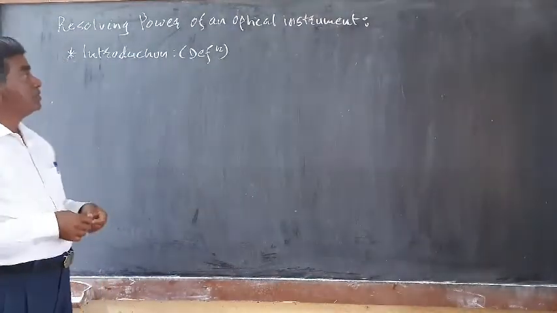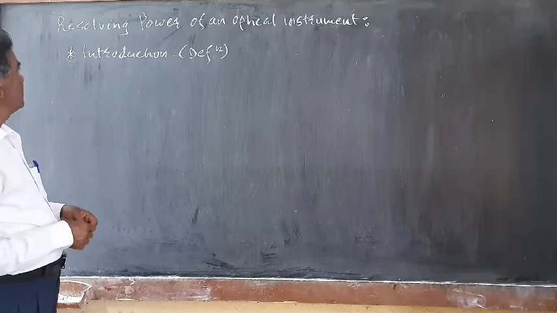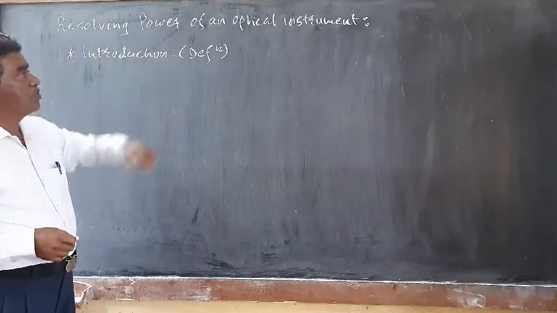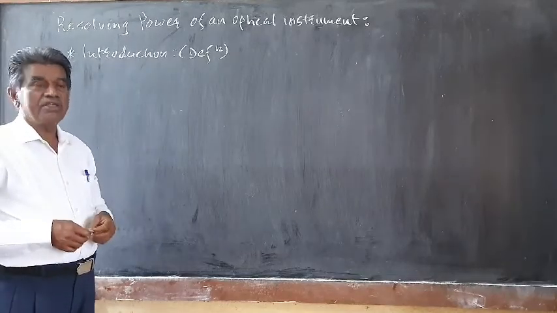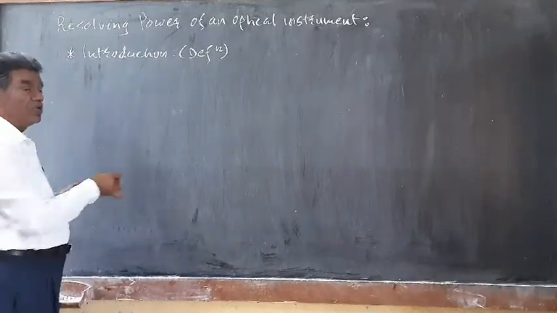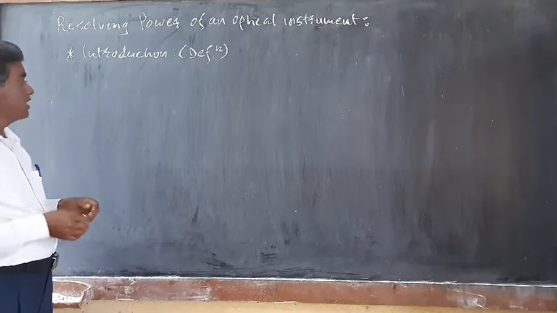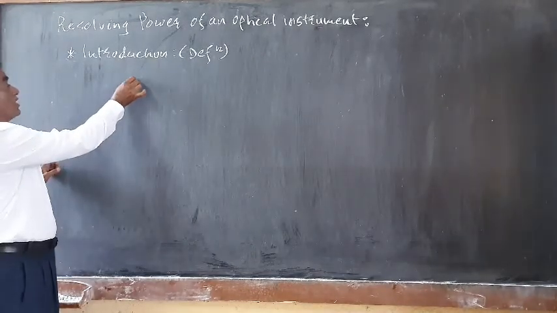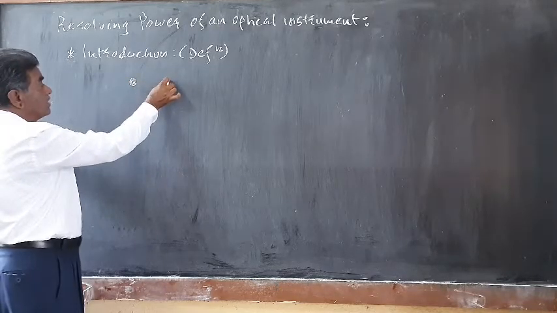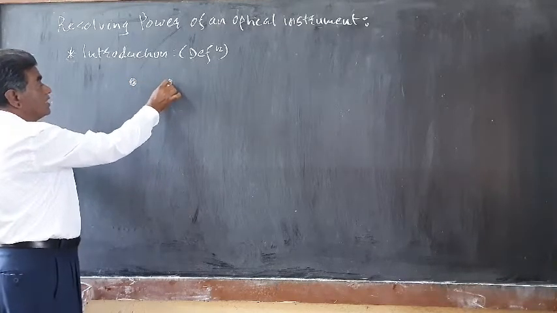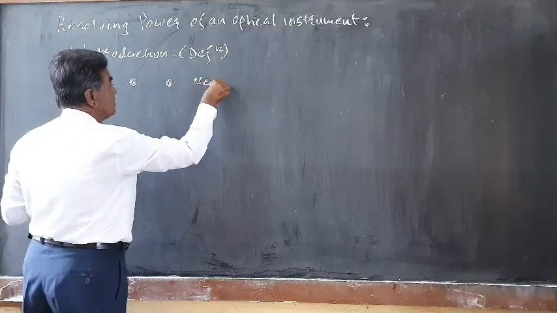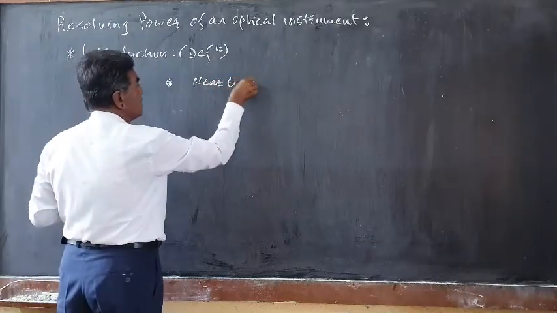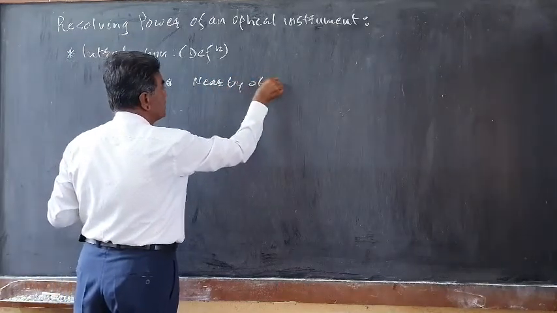Dear students, today we are going to start the next topic, resolving power of an optical instrument. First of all, we have to see the definition of the resolving power. For that, we consider two point objects, this is one object, this is the other object. These objects are said to be nearby objects. Nearby point objects we have considered.